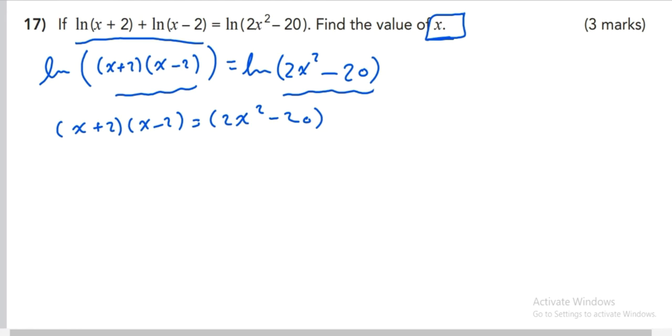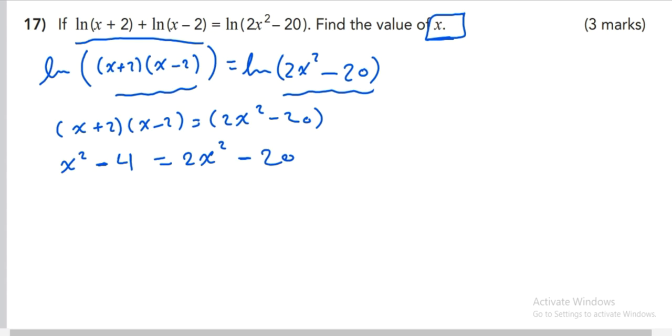So here we got a quadratic equation in the variable x. By solving it using any method of solving quadratic equations, we can get its value. Simplify brackets and collect like terms, make one side equal 0 to get the equation in the standard form, and solve. By expanding these two brackets on the left hand side, you will get x to the power of 2 minus 4 equal 2x to the power of 2 minus 20.